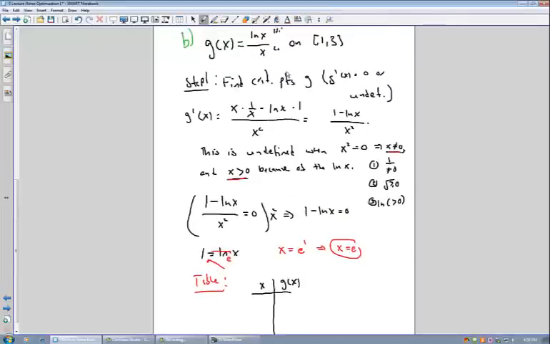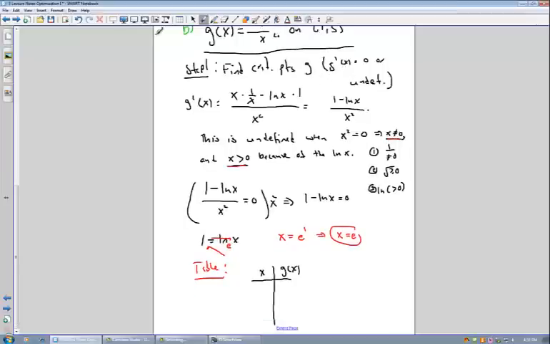Here's my original function way up here. And I start at 1, and I'm going to 3. So down here, let's start at 1 and end with 3. And there's only one number, e. So the idea is find g of 1, find g of e, find g of 3.